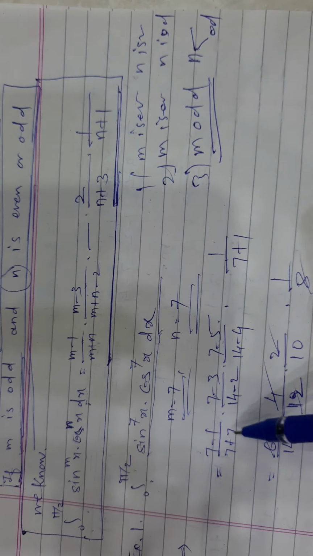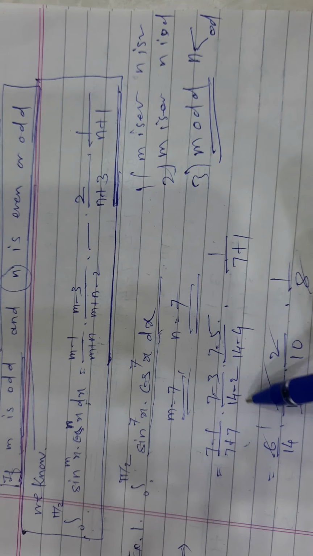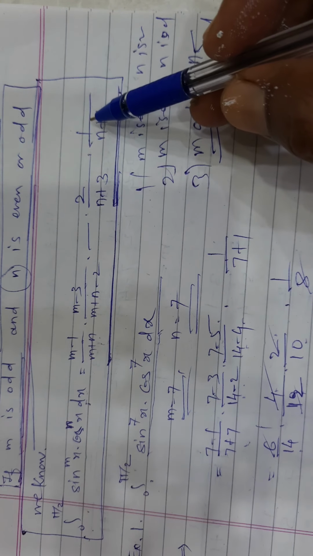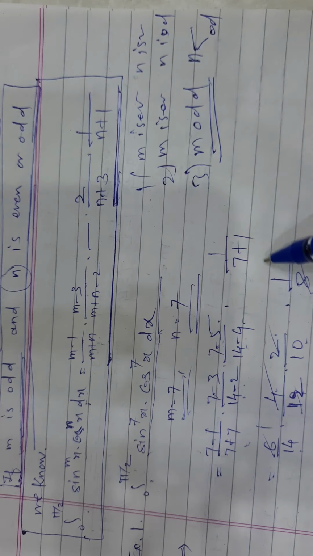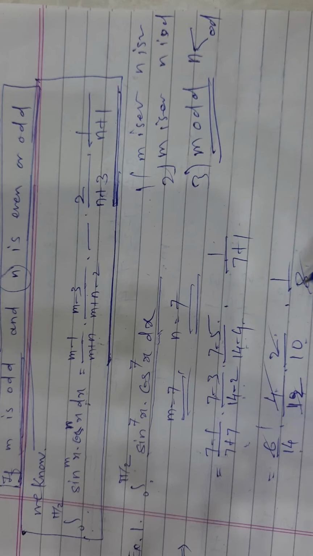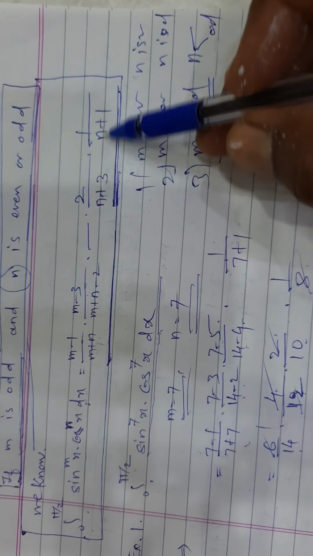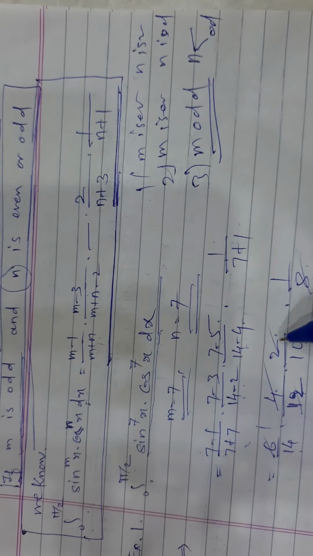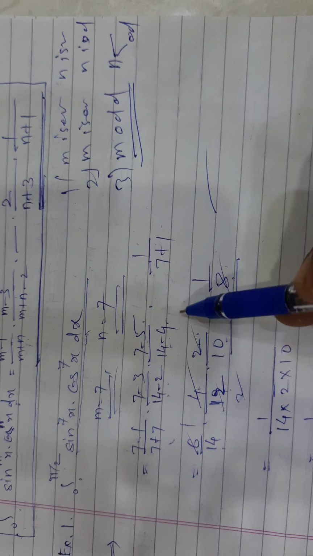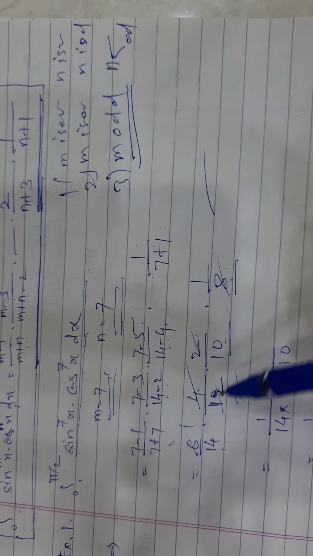Here 7 plus 7 is 14, 14 minus 2, and 14 minus 4. We get 6, 4, 2 and 14, 12 and 10. And here is the 1 upon n plus 1; n is 7, 7 plus 1 is 8, so the last term is 1 upon 8. The second last term is 2 upon n plus 3; here n is 7, 7 plus 3, that is the second last term.